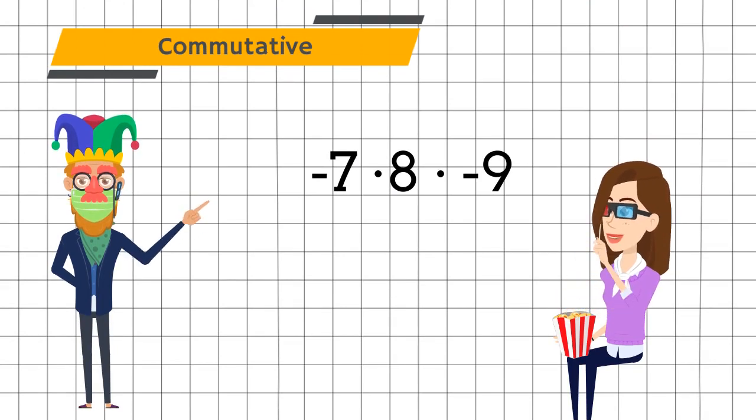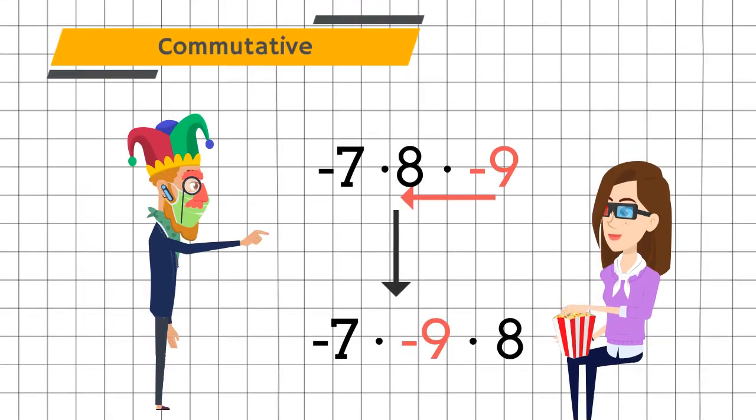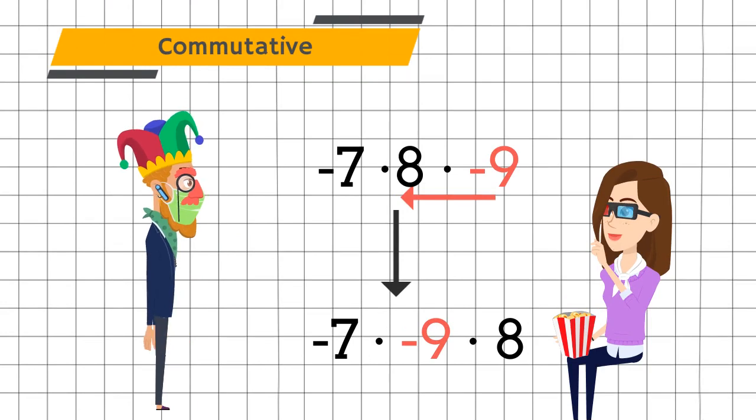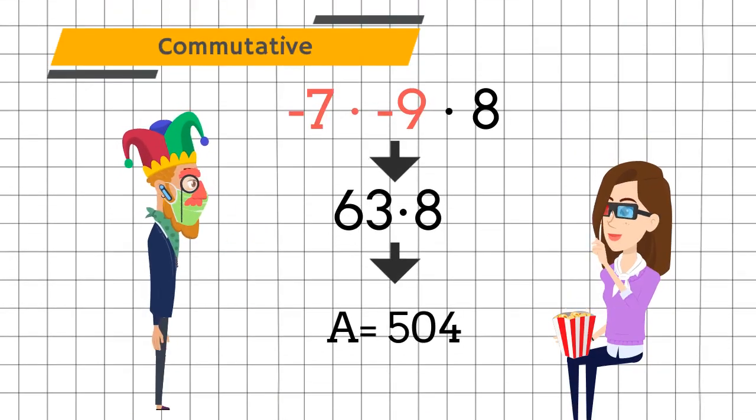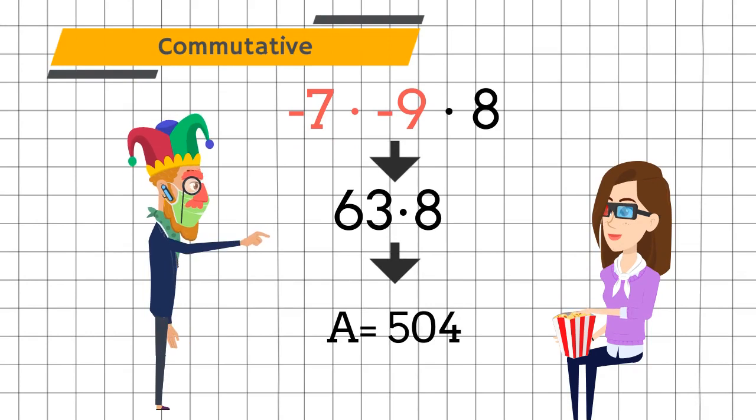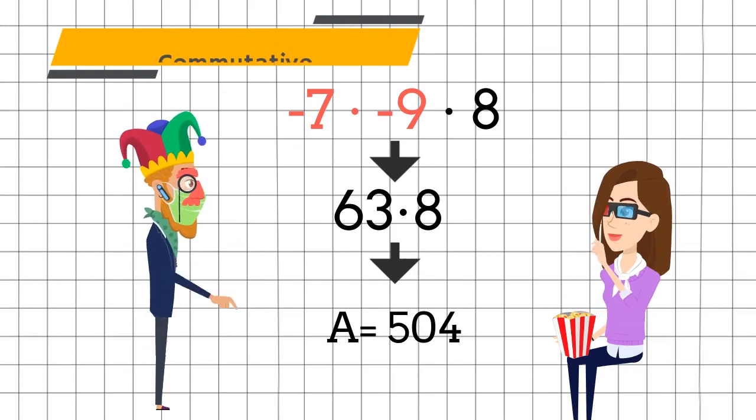For example, if we have the product of minus 7, 8, and minus 9, we need to move the minus 9 one place to the left. So the expression will be the product of minus 7, minus 9, and 8. Multiply minus 7 and minus 9 first, that is 63. At last we multiply 63 and 8, that will be 504.